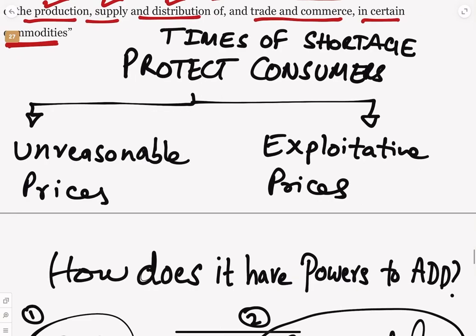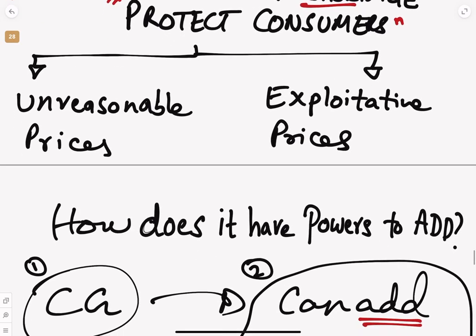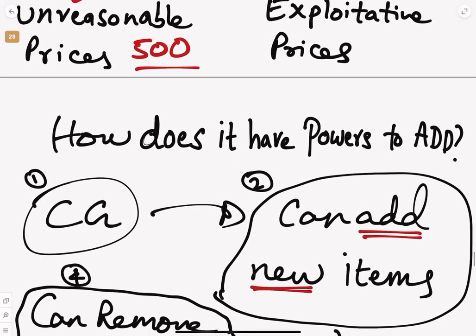Correct? So now, when do we do that? At times of shortage. It could be war, it could be a pandemic like this one, or it could be any other situation where there is a shortage. And why do we do it? To protect the consumers against unreasonable and exploitative prices. People are telling one hand sanitizer which will cost 50 rupees, they're telling 500 rupees. So they're misusing the position. That is why the government has to come in and protect.